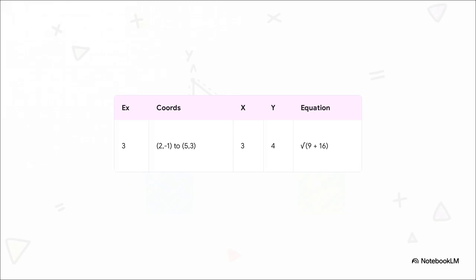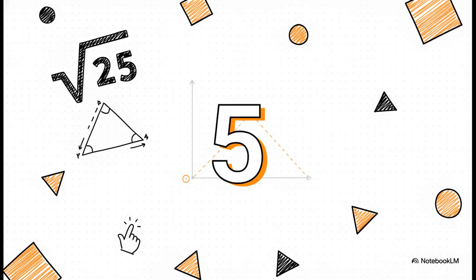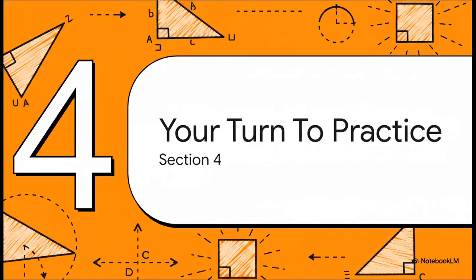So we're right back to 3 squared plus 4 squared, which is 9 plus 16. And the square root of 25 brings us right back to a final distance of 5. Seriously, great job working through that grid with me. You're doing incredible work. Which brings us to part 4, your turn to practice.